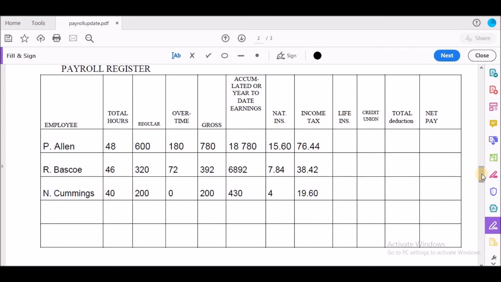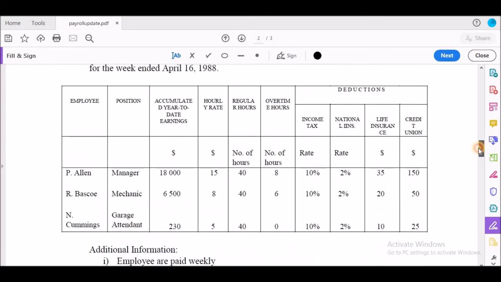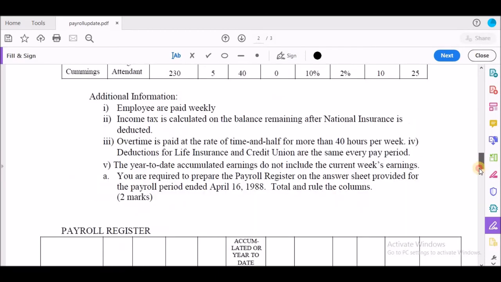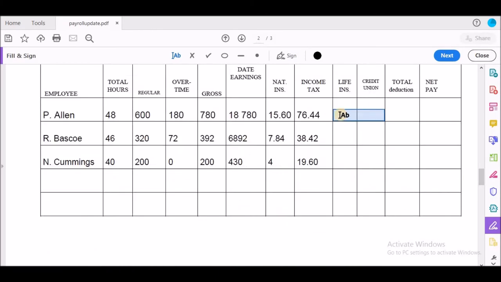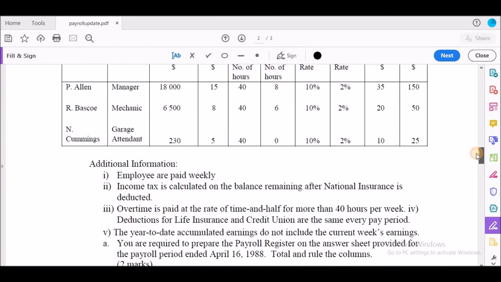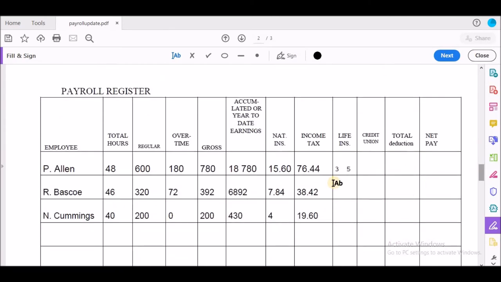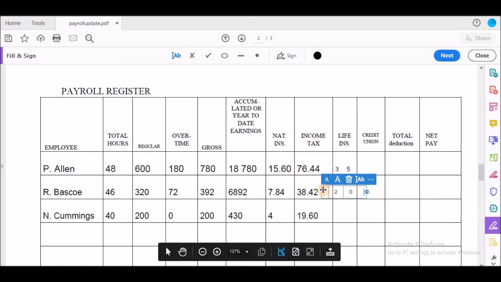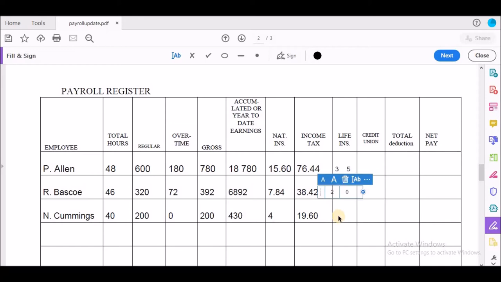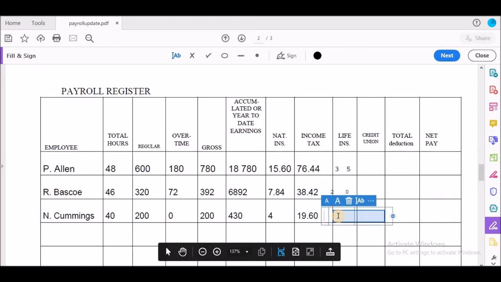Now these were different amounts. So we have 35, 20, and 10. So we have 35, 20 and 10. I don't know why it's doing this, but we're going to use it.